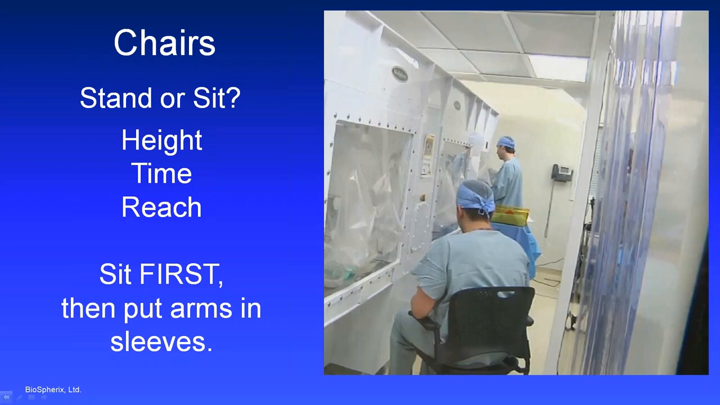Because you don't want to do what I always do, which is I get my hands in the sleeves, I get over-gloved, I get everything set up in the processing chamber, and then I look around for the chair. And the chair is usually 3 feet behind me, and now I'm trying to reach with one toe to grab that chair and get it close enough to me so I can sit down. And yeah, that's not the way to go. Sit down first, get yourself all situated in the chair, then put your hands in the sleeves.